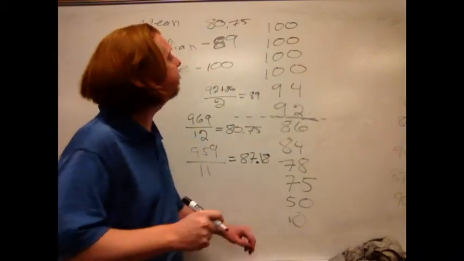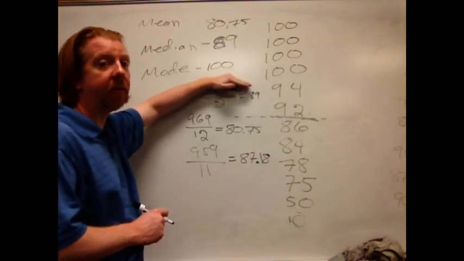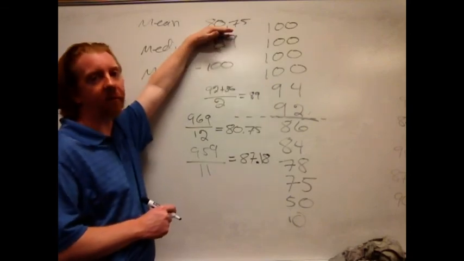So to recap, mean, median, mode. Most often, the mode, the most frequent score, the median, the middle score, and the average, the mean.